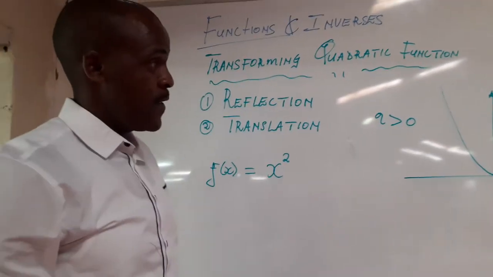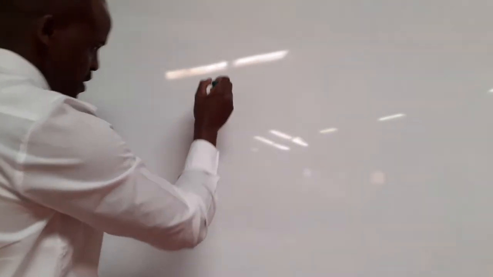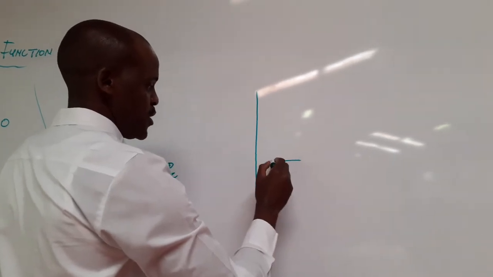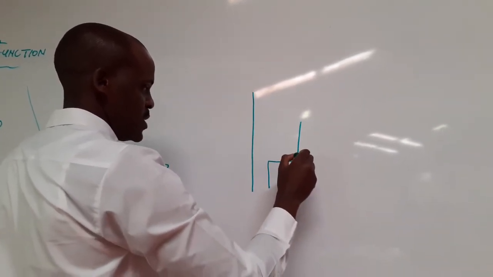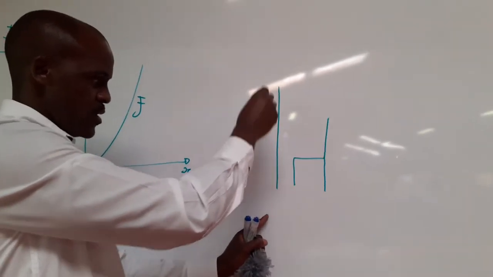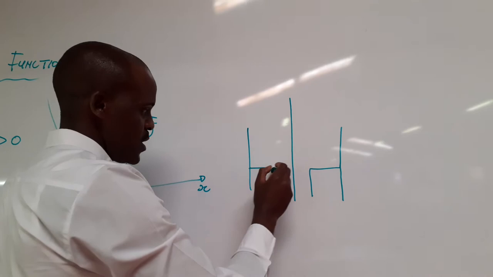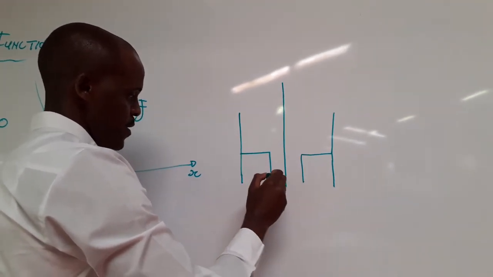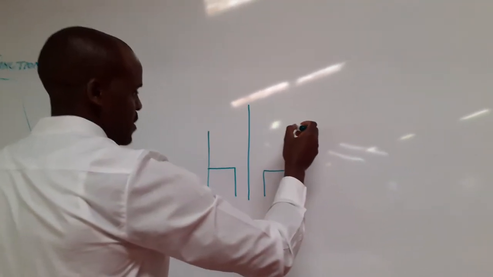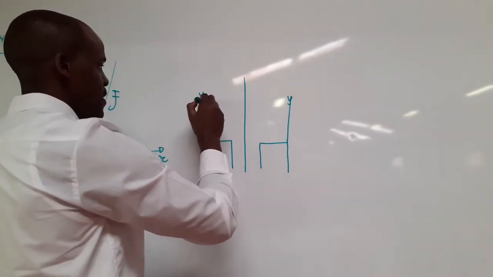And then, to reflect, let's say you've got a mirror there and a chair like that. If you are to reflect to this mirror here, the chair will come as like this. The chair will come as that. Let's say this is our y.